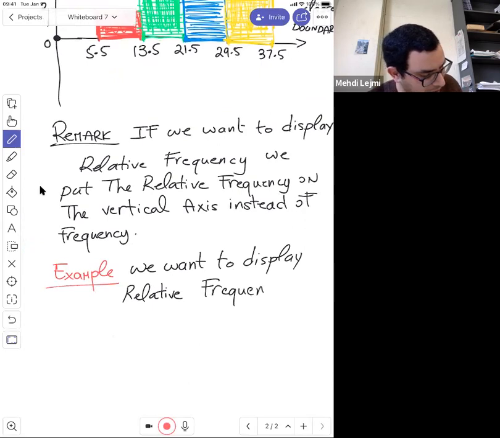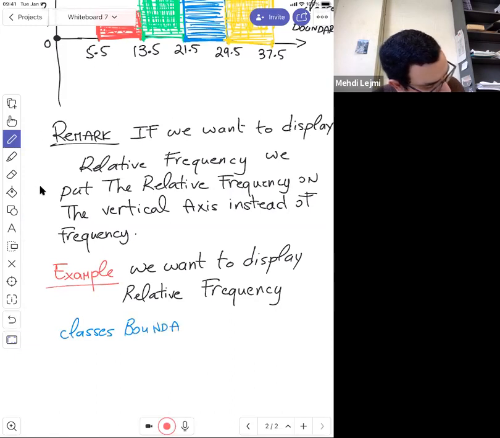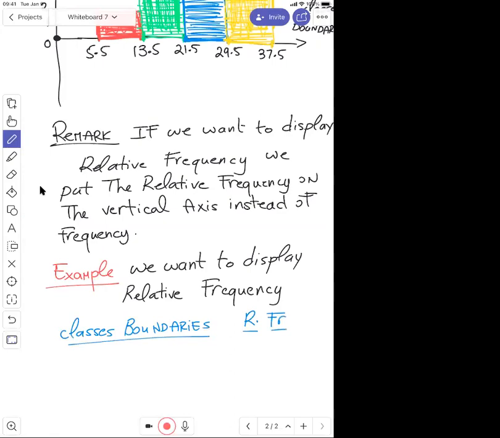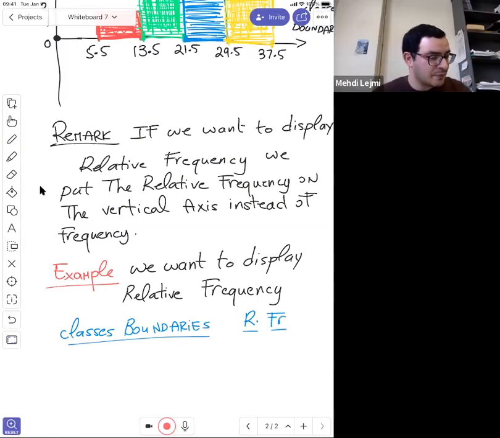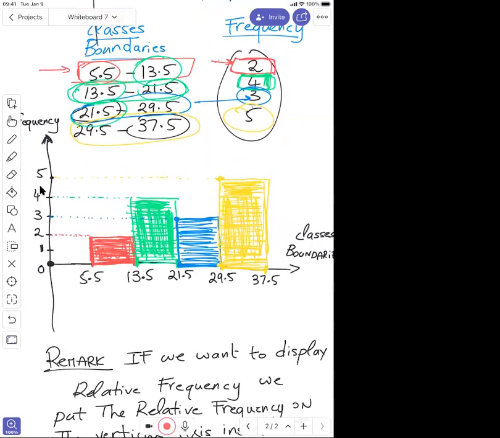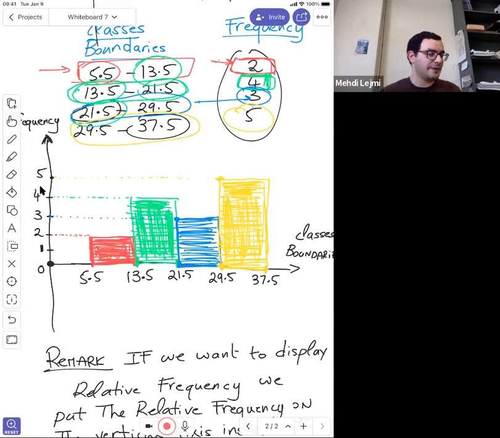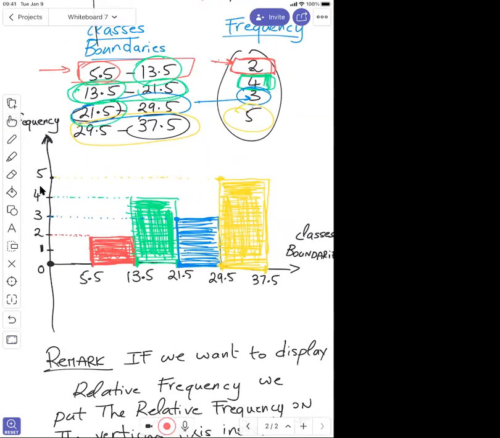Then it's just the same thing. You're gonna use again the classes boundaries, and then you're gonna need your relative frequency. Class boundaries will always be on the bottom. Then we'll start on the vertical. We'll start off from 0, and then it will be 0.14, 0.28, and so forth. Yes, absolutely. That's the idea.